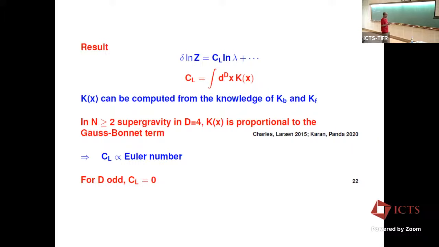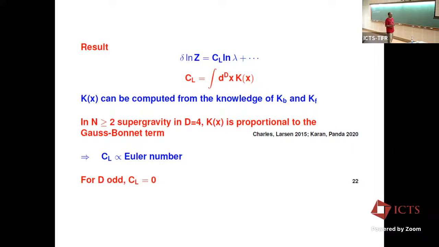Now there is one result which was surprising when it first appeared and its significance was not understood. But now we see that that's an extremely useful result. And the result is the following: if we are considering n equal to 2 or higher supergravity in d equal to 4, then k of x, when one computes it, is proportional to the Gauss-Bonnet term. The constant of proportionality depends on the particle spectrum, but the actual integrand is proportional to the Gauss-Bonnet term. And that means that computing CL is very easy, because CL is just proportional to the Euler number of the black hole, the Euclidean black hole solution.